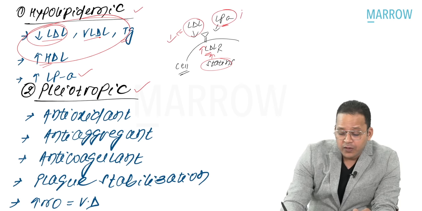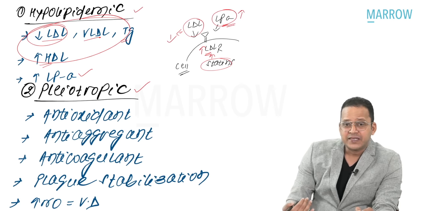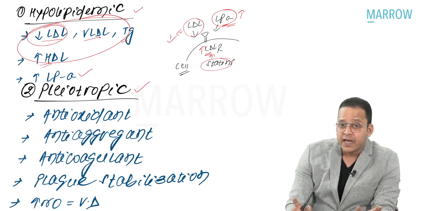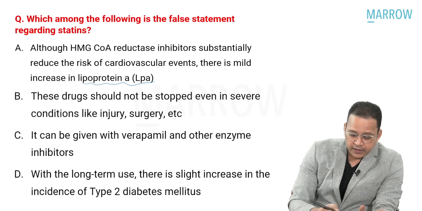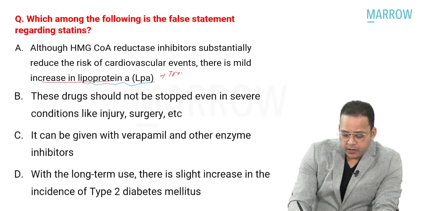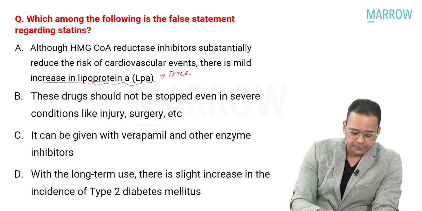So relatively more lipoprotein A remains in plasma. So this is one plausible explanation that can be present, and is the reason why there can be an increase in lipoprotein A. Now, this is a true statement, guys. This is a true statement, right?